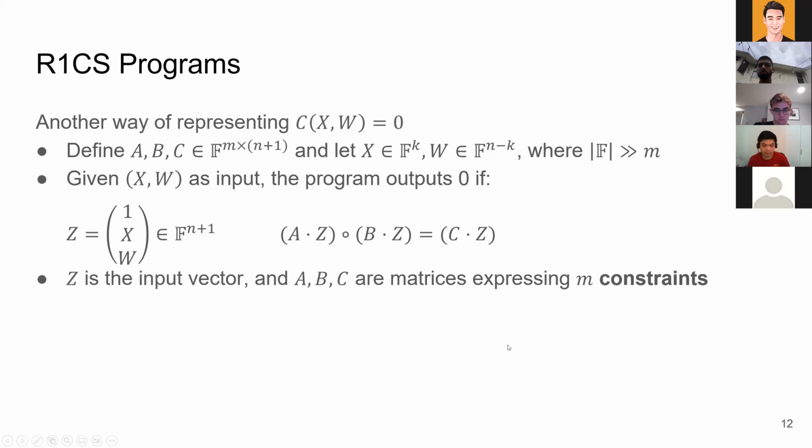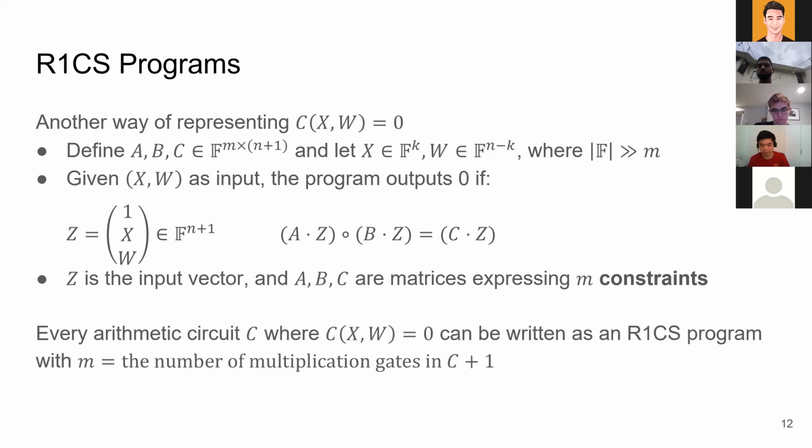Some more vocabulary: Z is the input vector. A, B, C are matrices expressing M constraints. So these are constraints that the R1CS program has to satisfy. R1CS stands for rank 1 constraint system. Rank 1, we're going to talk about in a second, means that everything has to satisfy this form where there's one term multiplied by a second term, and it's a linear combination of multiplications, but nothing more than one rank, if you took linear algebra, meaning that there's no quadratic or cubic or other operations involved.